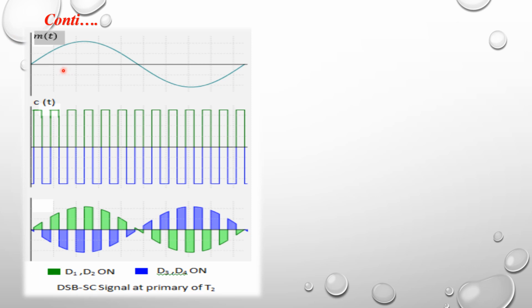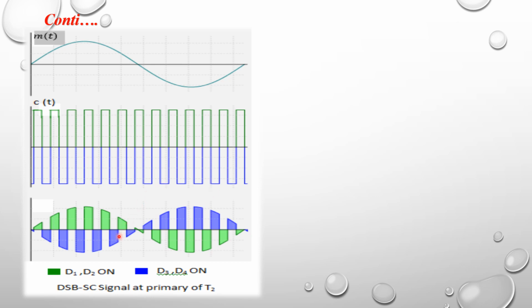This is the message signal m(t). m(t) is a sinusoidal signal with respect to time t. It is connected to the primary of transformer T1. c(t) is the carrier signal, a square wave periodic pulse wave. This is the reference line, this is the positive amplitude, positive voltage, and this is the negative amplitude. c(t) is connected to the center tap of transformers T1 and T2.